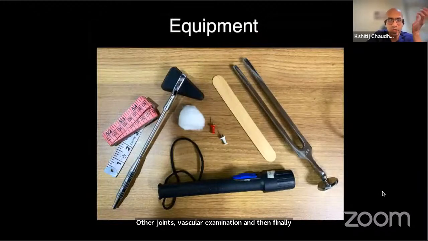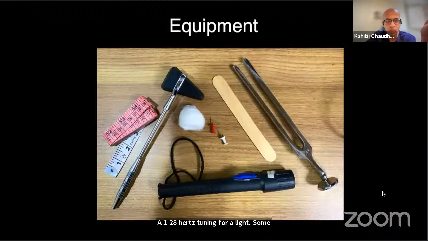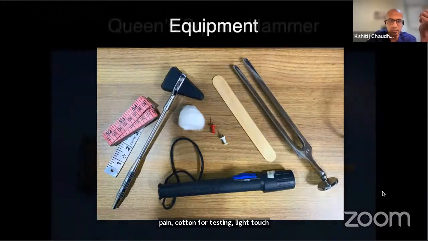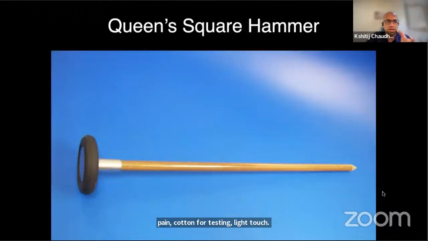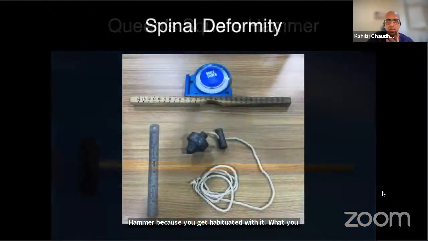The equipment that you need for a neurological examination is a Taylor's hammer, a 128 hertz tuning fork, a light, some pins for testing pain, cotton for testing light touch, a measuring tape, and a tongue depressor. And I like to use this hammer. This is the Queen Square hammer, but it's important to keep a consistent type of reflex hammer because you get habituated with it. What you practice throughout is what you keep on using.